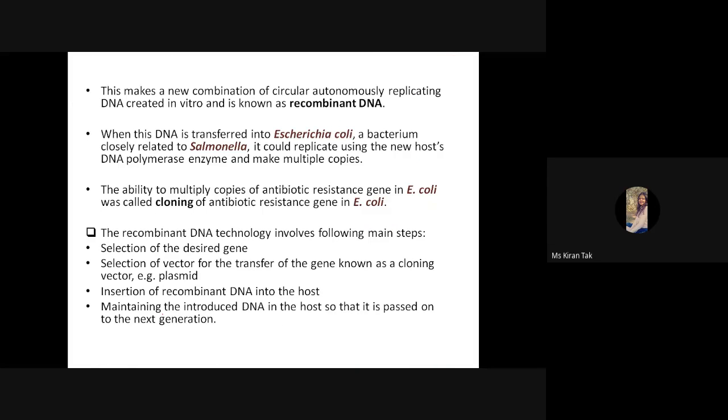Now, as we have seen that here the host organism is E. coli, where the multiple copies of the antibiotic resistance gene will be formed, and this process is called as cloning. So, the recombinant DNA technology involves the following main steps. First, the selection of the desired gene, then selection of vector for the transfer of the gene, that is known as cloning vector. Here, plasmid is the cloning vector. Then insertion of recombinant DNA into the host, then maintaining the recombinant DNA in the host organism so that it can pass to the next generation.